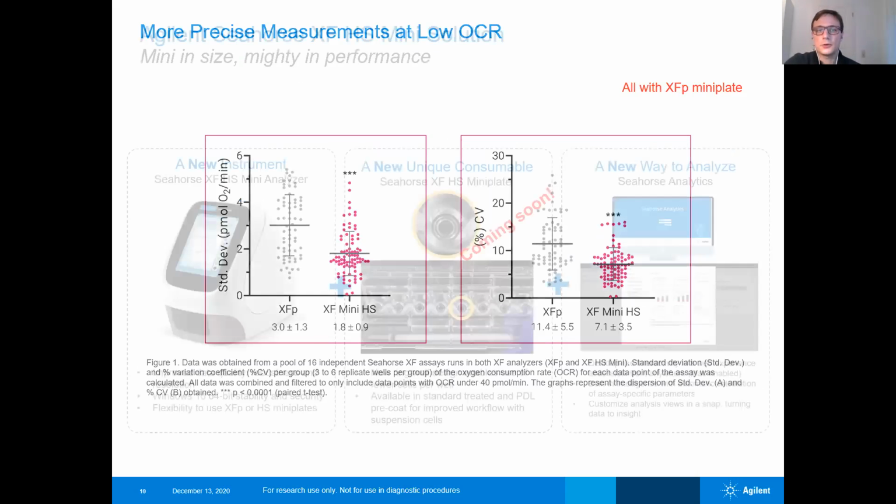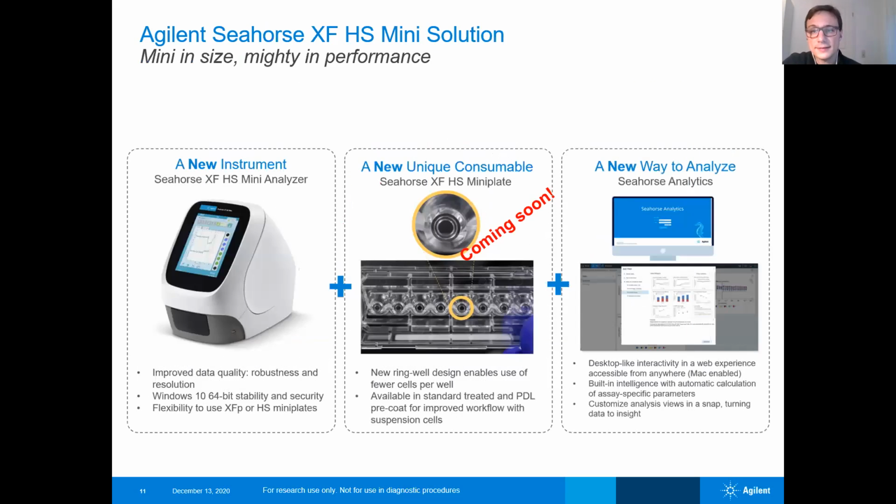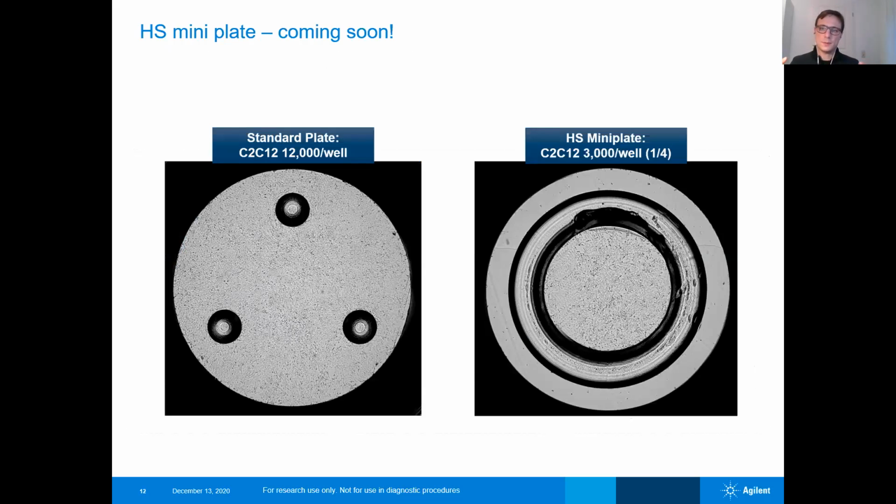What we will also introduce then, beginning of next year probably, a bit delayed due to all the COVID troubles, is a new consumable. This is the HS Mini plate. This mini plate was designed in a very special way: we have a special plate with a ring form, which you can see on the right side, which enables you to really seed the cells more concentrated directly under the sensor, so that in the end you would need fewer cells for measurement.